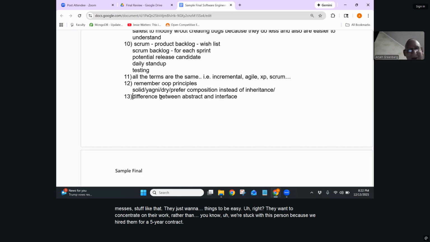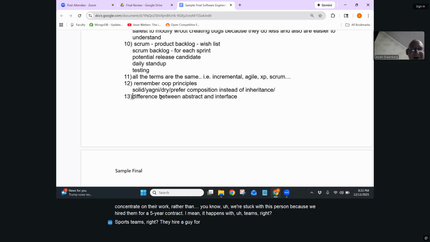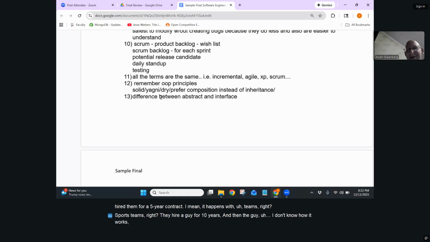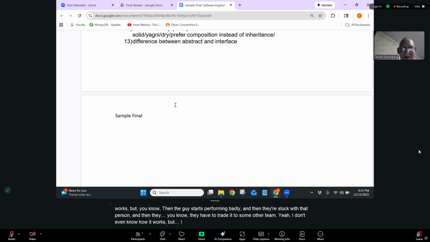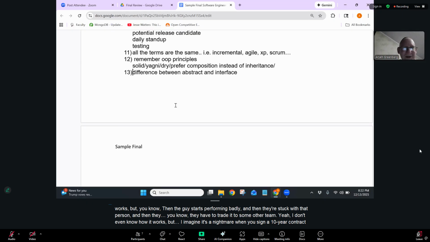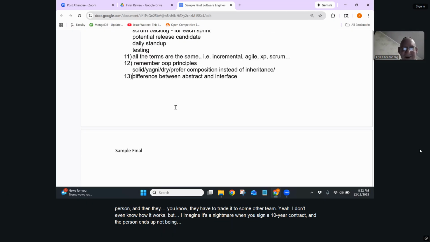I mean, it happens with teams, right? Sports teams, right? They hire a guy for 10 years, and then the guy, I don't know how it works, but then the guy starts performing badly, and then they're stuck with that person, and they have to trade him to some other team. Yeah, I don't even know how it works, but I imagine it's a nightmare when you sign a 10-year contract and the person ends up not being worth 10 years.